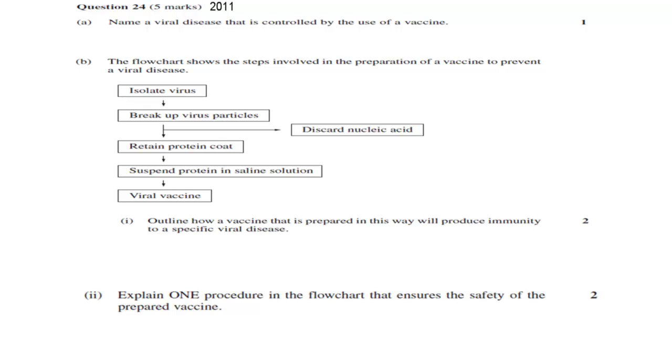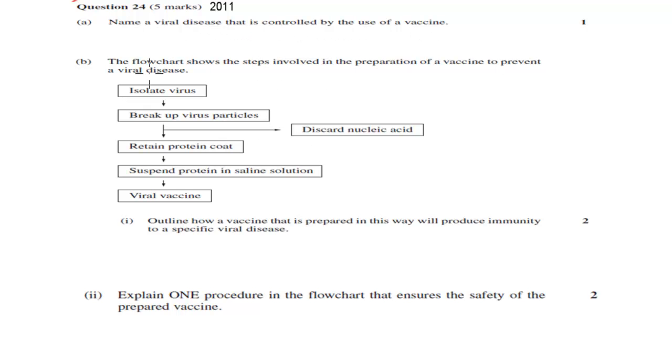In this video we're going to cover this exam question, which comes from the 2011 paper, and it's question 24, worth 5 marks all up. The actual question has 3 parts to it, and I'll read them out in a second. The first part says, name a viral disease that is controlled by the use of vaccines.